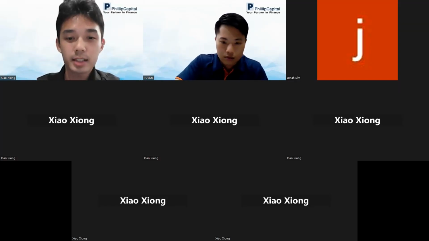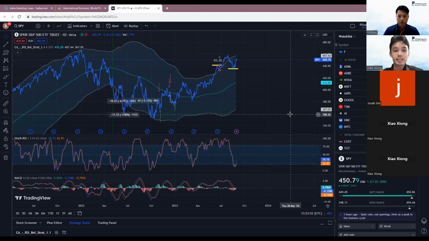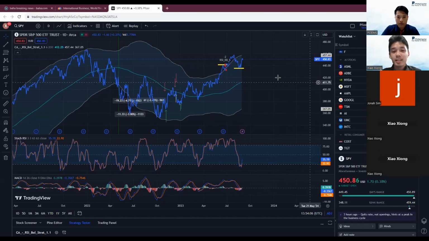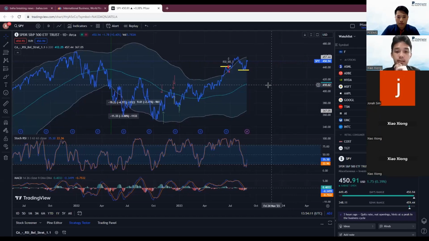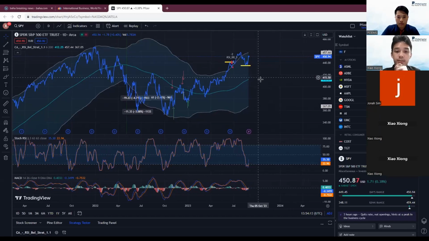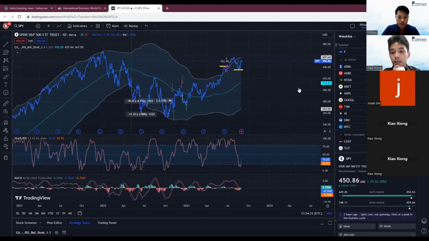Okay, sorry guys, wait a second. All right. My chart is very different from Jonah's chart that you saw just now. That was a very clean chart, and I like to use complicated indicators. So I think I know what I'm doing, but I actually don't. I agree with what Jonah said about the levels. Looking at the SPY, currently it's at the 450 level.